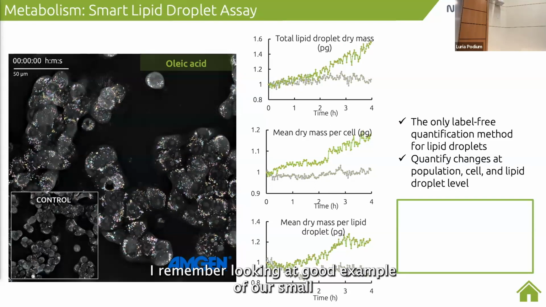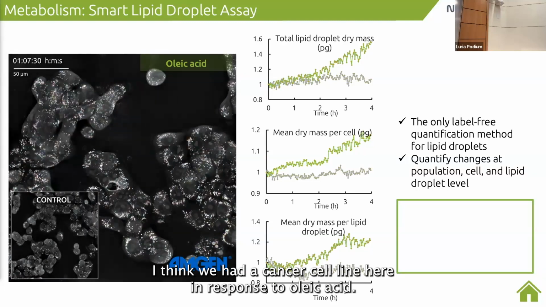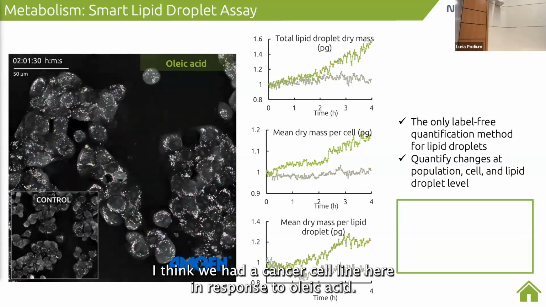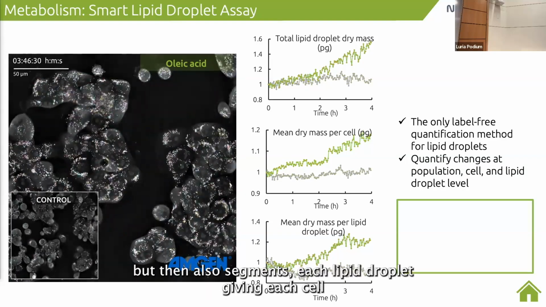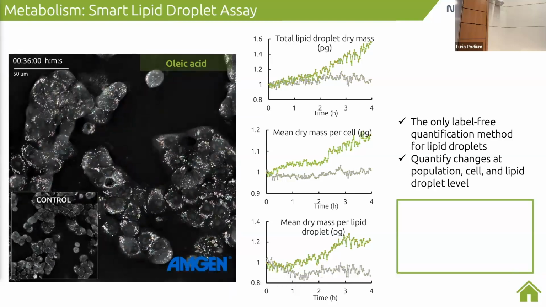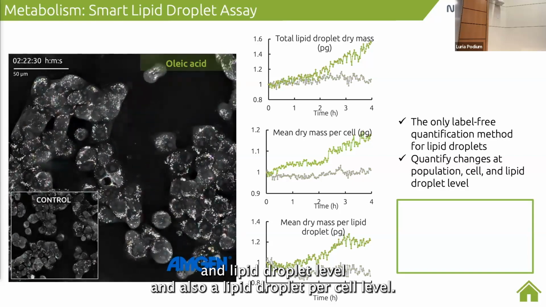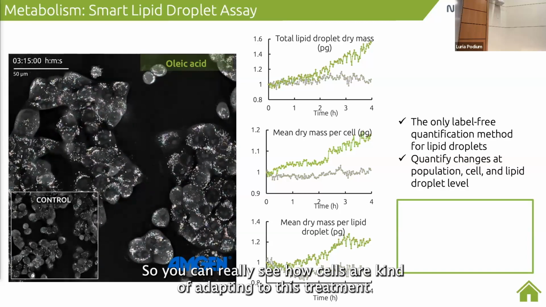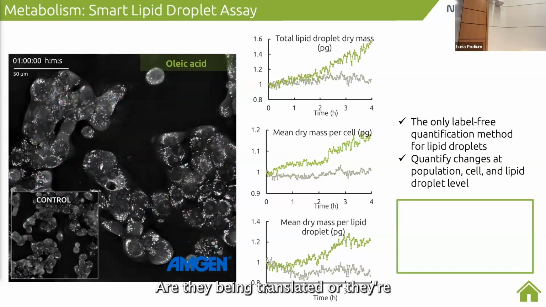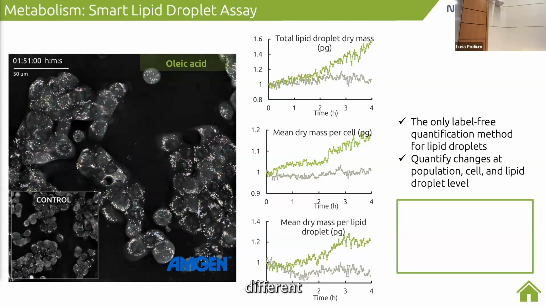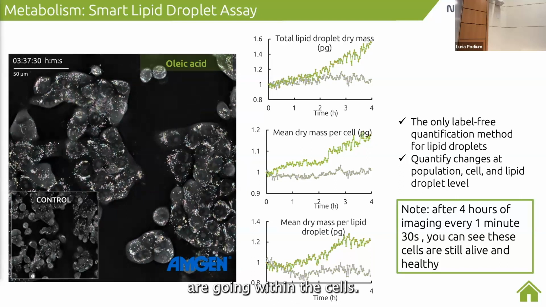Here we're looking at an example of our smart lipid droplet assay, where we're seeing a cellular response in a pancreatic cancer cell line in response to oleic acid. And so the software segments each cell individually, but then also segments each lipid droplet within each cell. And we extract metrics at that cellular level, at a lipid droplet level, and also a lipid droplet per cell level. So you can really see how cells are adapting to this treatment with oleic acid. Are the lipid droplets gaining mass? Are they gaining in count? And are there different implications for how those lipid dynamics are going within the different cells?